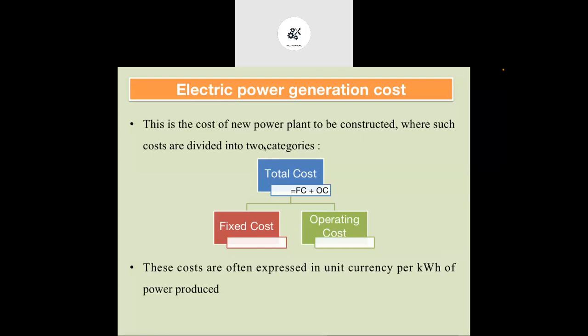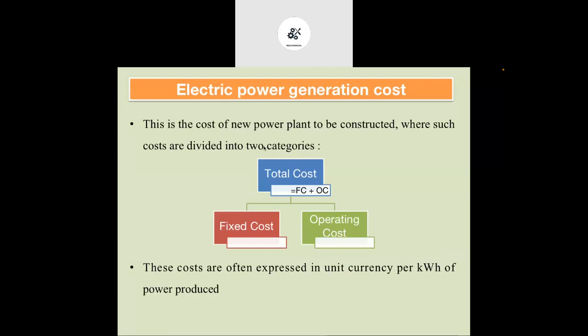As the name indicates, the total cost required to generate electricity depends upon which type of power plant we are using, and what will be the input to generate that particular power. So it is based upon many other factors also, but broadly we can classify the total cost into two types, that is the fixed cost and the operating cost.